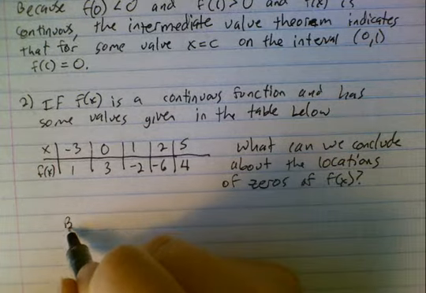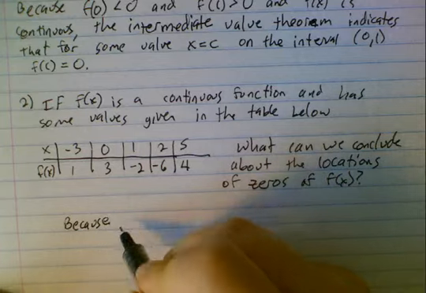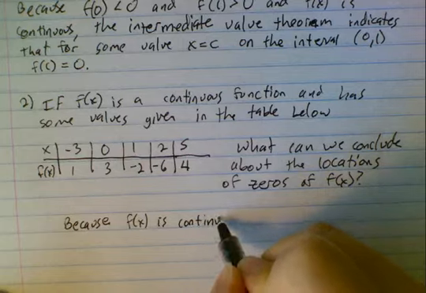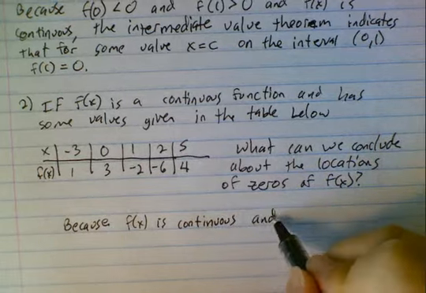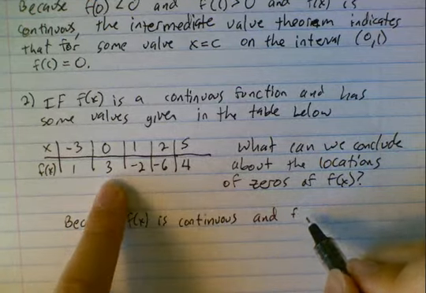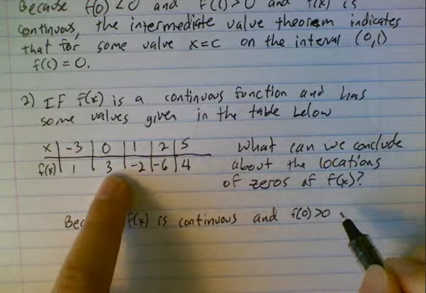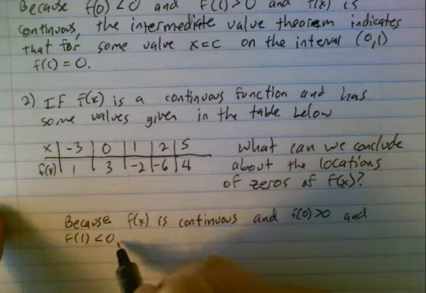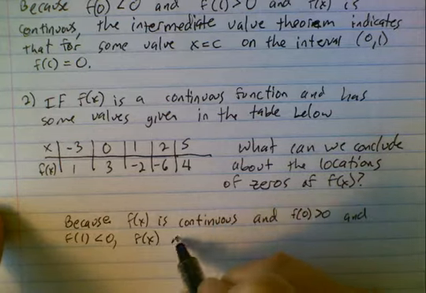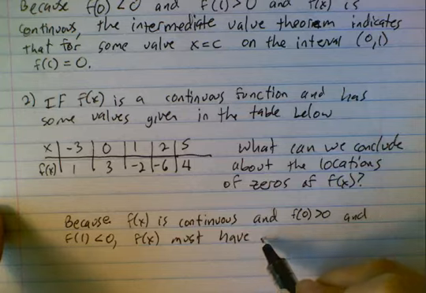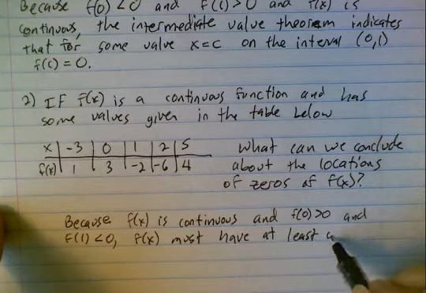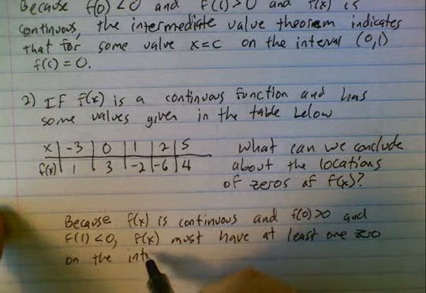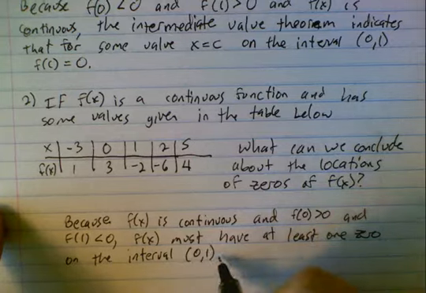Well, because f of x is continuous, and f of 0 is greater than 0, and f of 1 is less than 0, f of x must have at least one zero. Could have more. On the interval 0, 1.